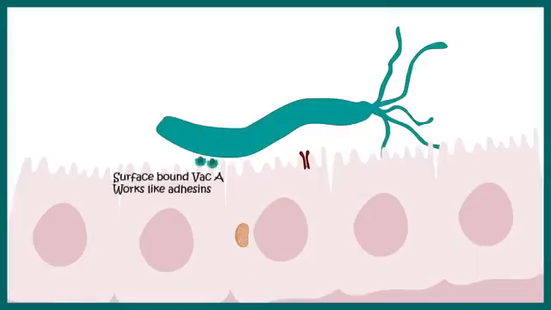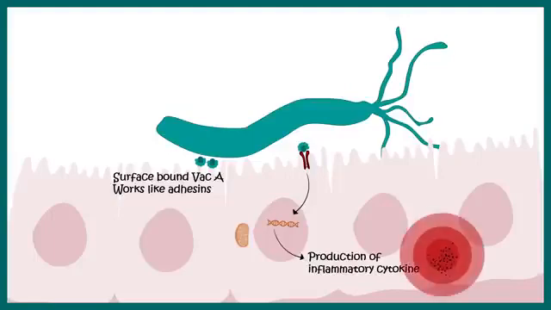So VacA can bind to the membrane of the bacteria and work as an adhesion molecule, so it allows the surface adhesion of this bacteria. VacA can also bind to specific receptors on the gastric mucosal cells and ultimately lead to an inflammatory signal, and it leads to production of inflammatory cytokines which brings out inflammation in this local region. VacA can also bind to the mitochondrial membrane and allow the leakage of cytochrome C. So when cytochrome C is released, apoptosis is triggered.